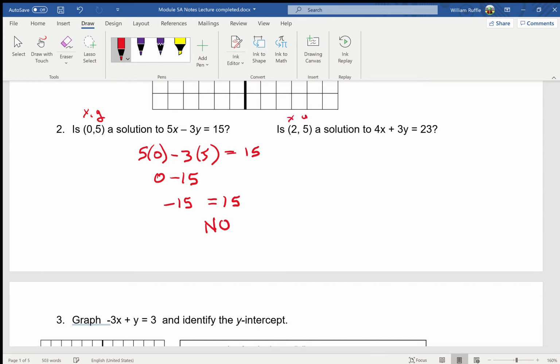Again, this is x, this is y. So let's do 4 times 2 plus 3 times 5. Does it equal 23? Well, we get 8 plus 15. 8 plus 15 is 23. So 23 does equal 23. So this is yes. This is a solution.